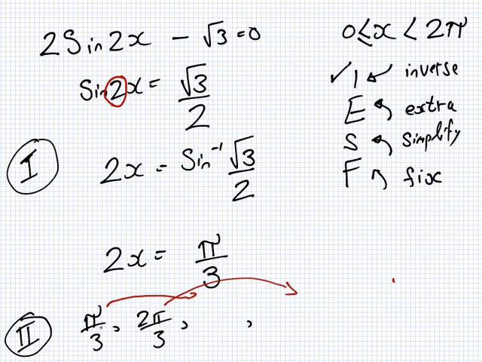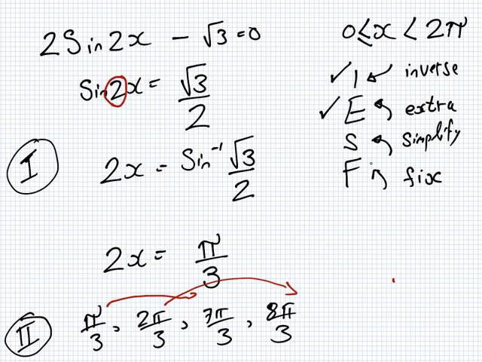So this would be, what's that now, 7 pi over 3? And this is, that's 6/3, 8 pi over 3? No, 10 pi, 9 pi. 8 pi. Thank you. 8 pi over 3. Alright. So we've just done the E step, the extra step.